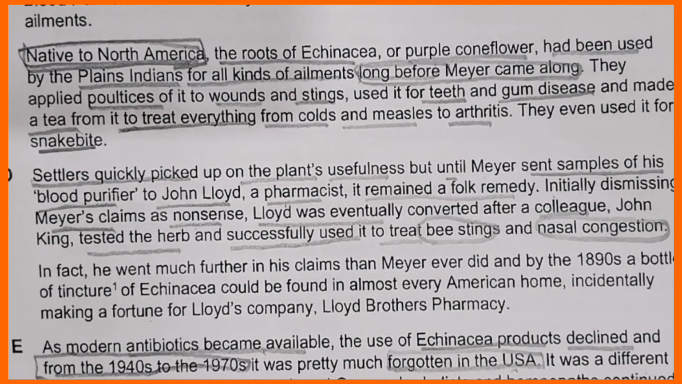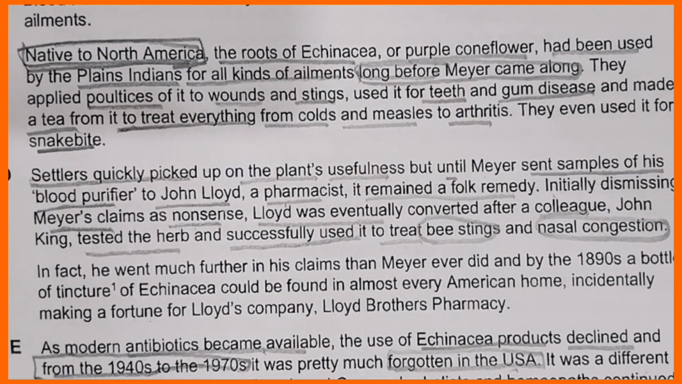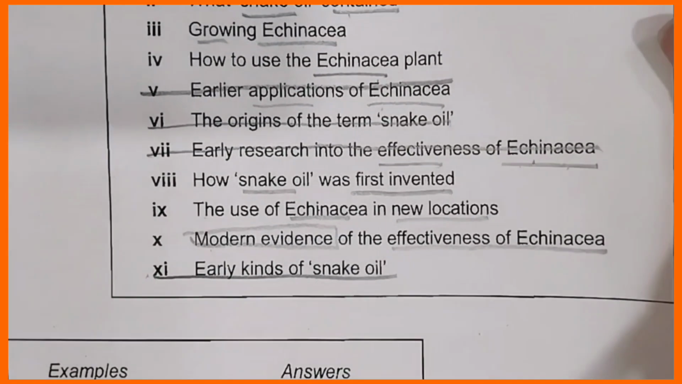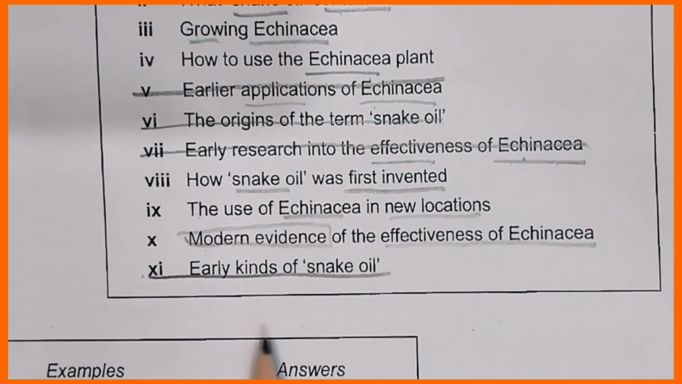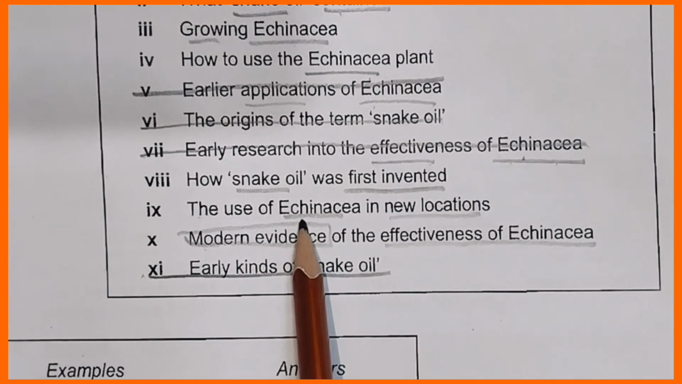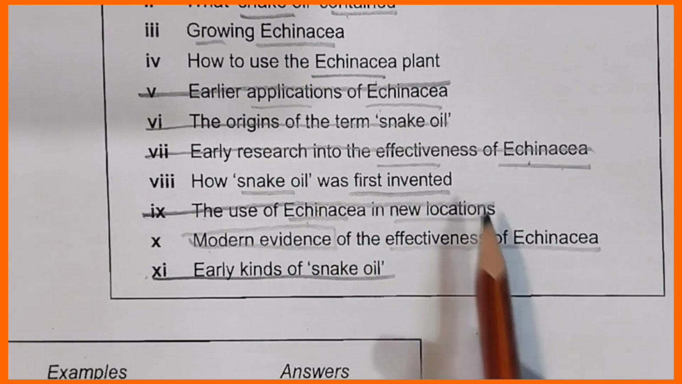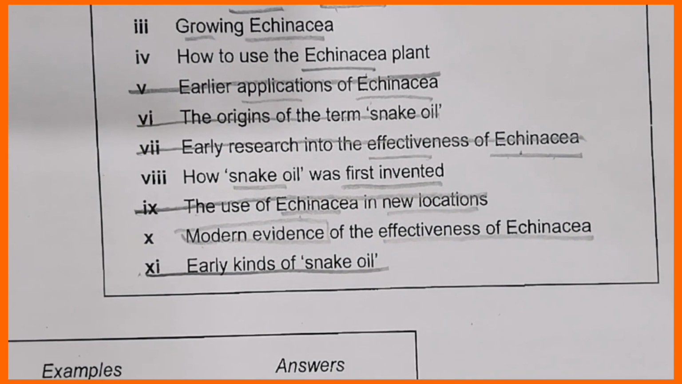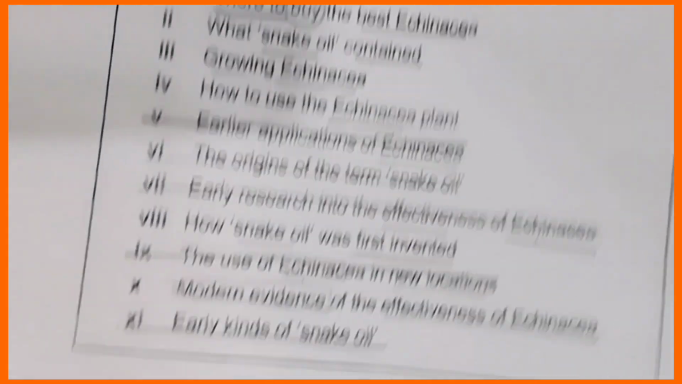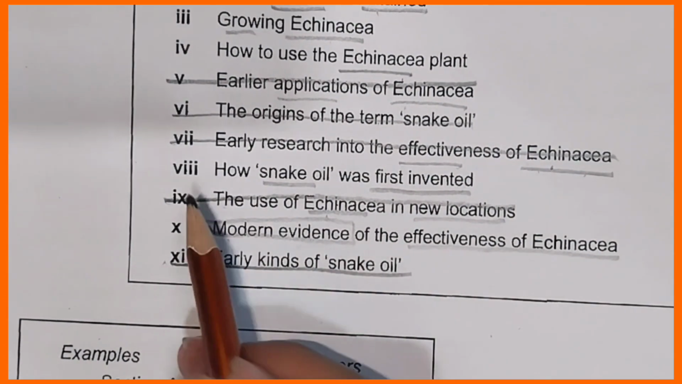Where both French and German herbalists and homeopaths continued to make extensive use of it. So they are not using it in North America but using it in other parts of the world. So the use of echinacea in new locations, you can see that the option can be there. They're not using it in America but they're using it in other locations. So our answer for paragraph E is 9.